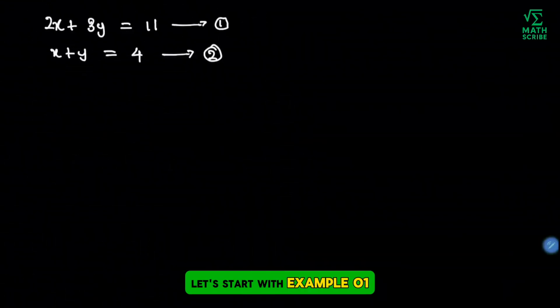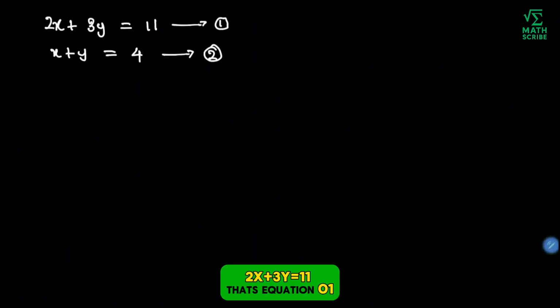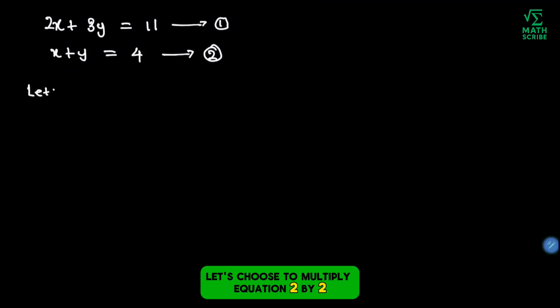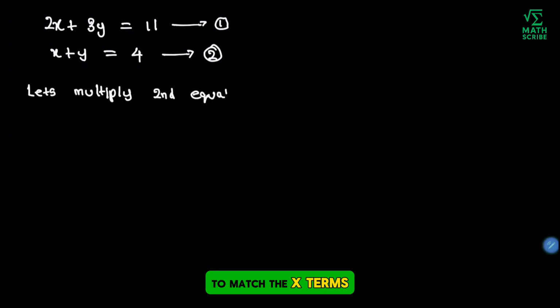Let's start with example 1. We got two equations. 2x plus 3y equals 11. That's equation 1. X plus y equals 4. That's equation 2. Notice how neither the x coefficients nor the y coefficients match. To fix this, we can multiply our second equation by either 3 or 2 to eliminate a variable. Let's choose to multiply equation 2 by 2 to match the x terms.